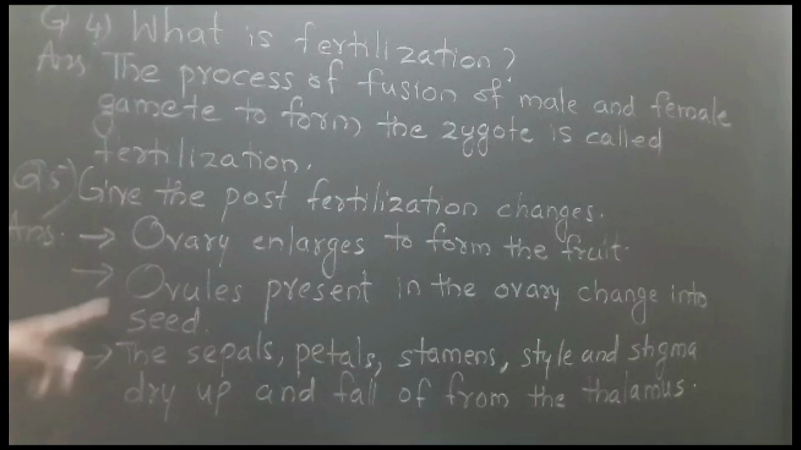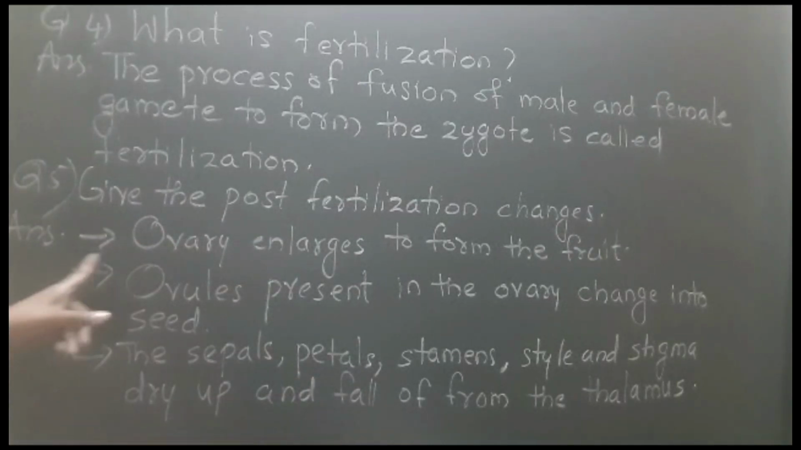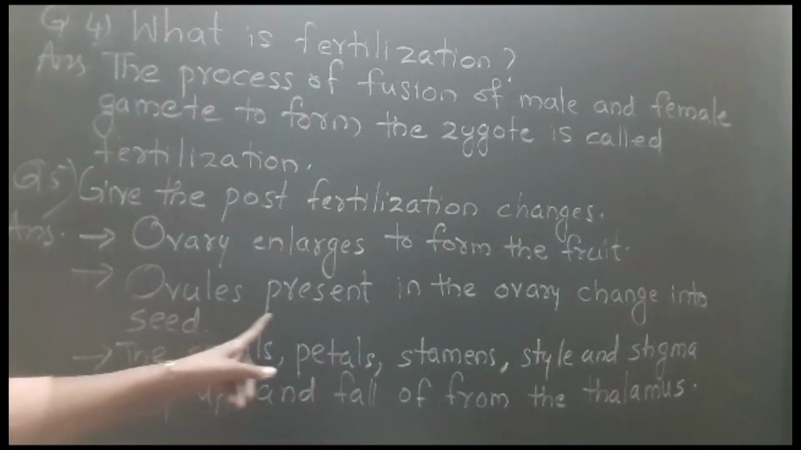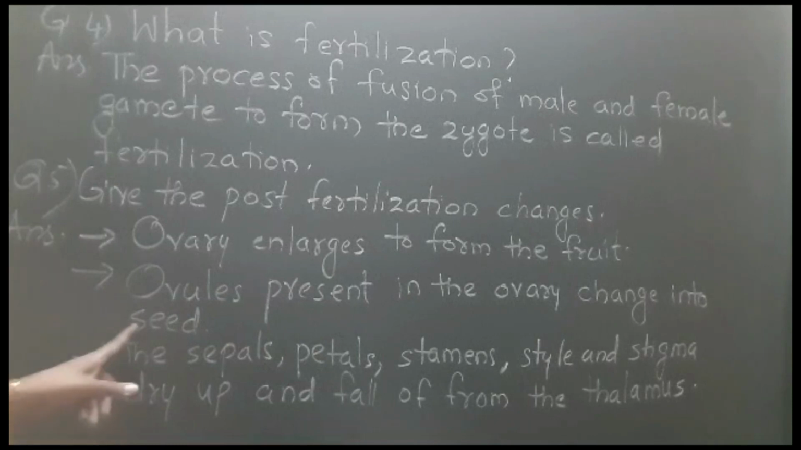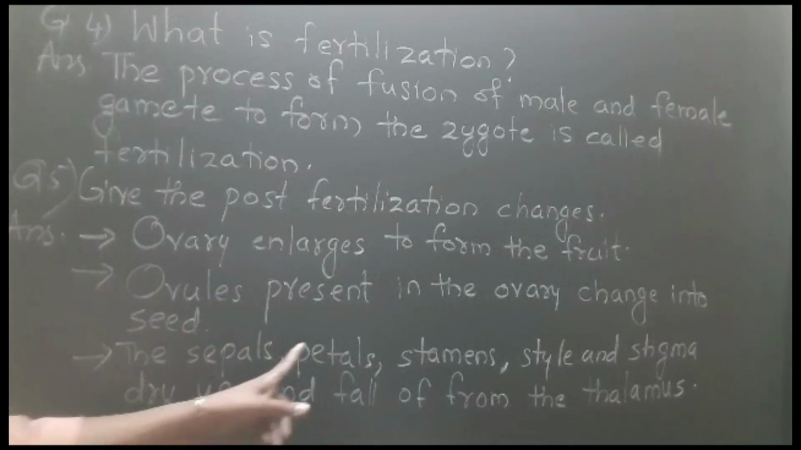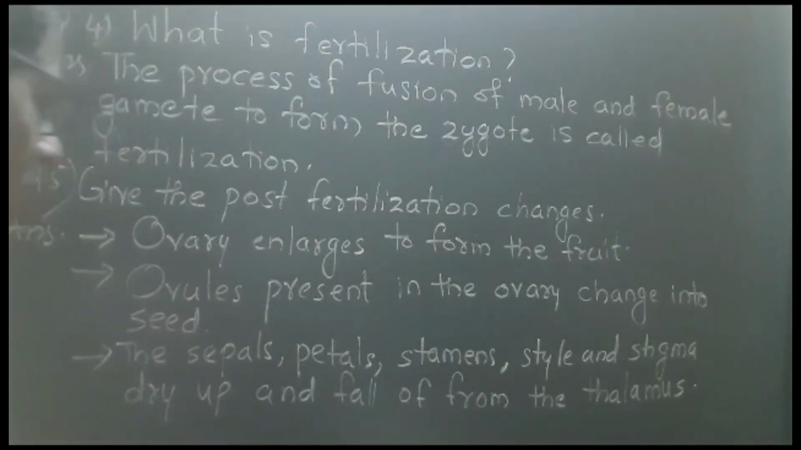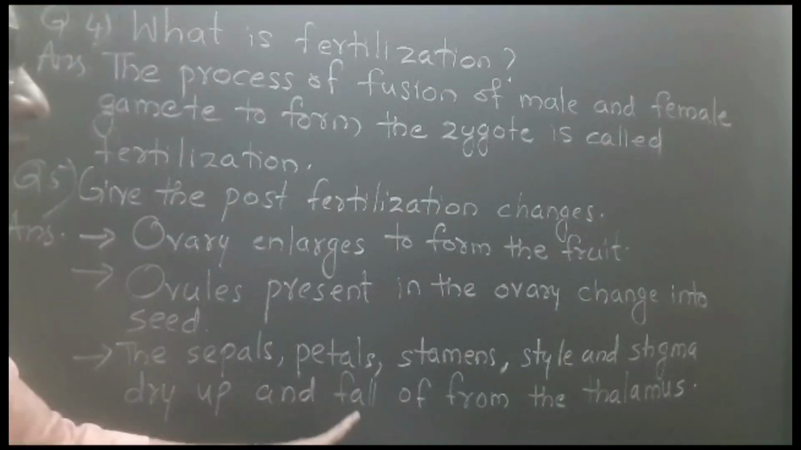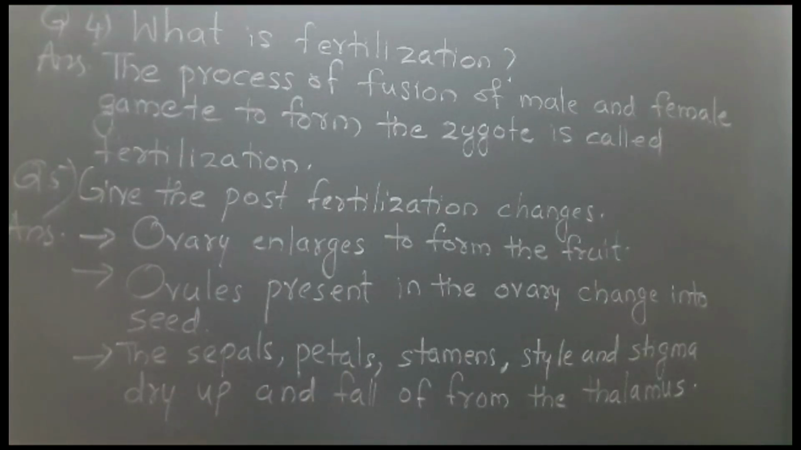Question number 5. Give the post-fertilization changes. Answer. Ovary enlarges to form the fruit. Ovules present in the ovary changes into seed. The sepals, petals, stamens, style and stigma dry up and fall off from the thalamus.